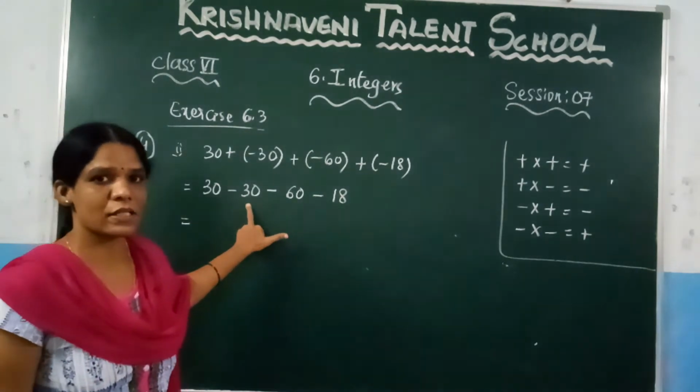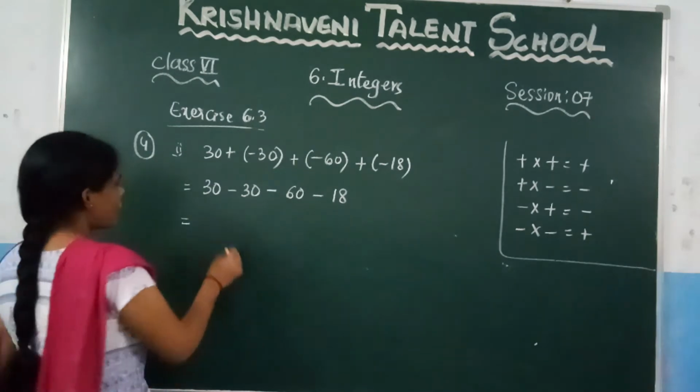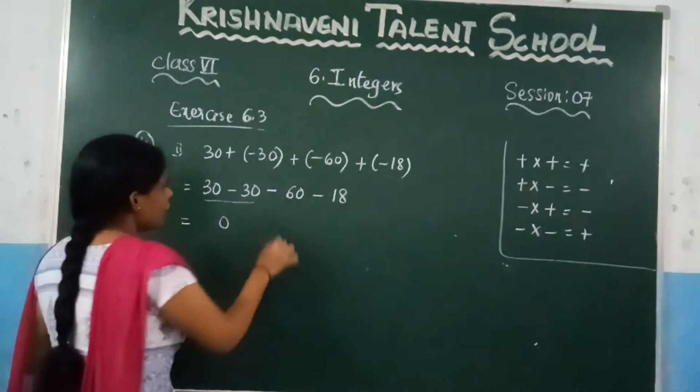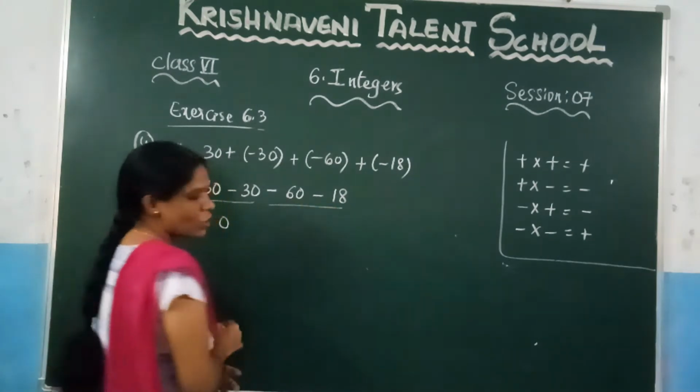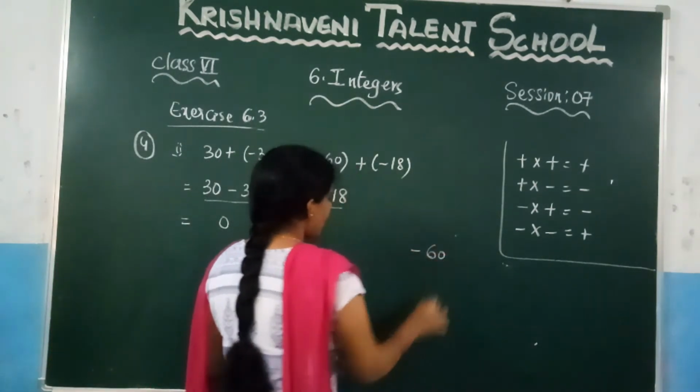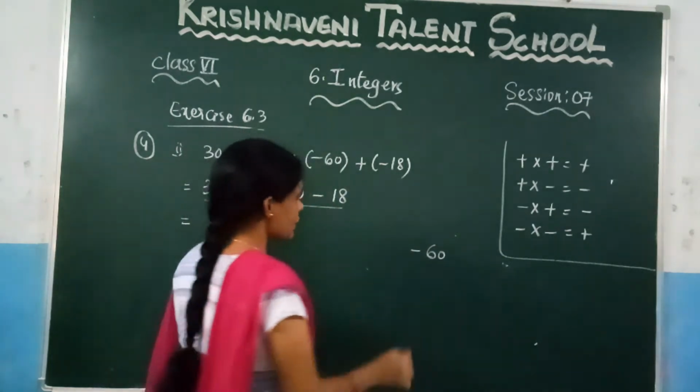You know that 30 minus 30 is nothing but 0. So write it here 0. These two values I have simplified. Now let us simplify these two values. So what is there here? Minus 60 is there. And what is the next number, which is minus 18?